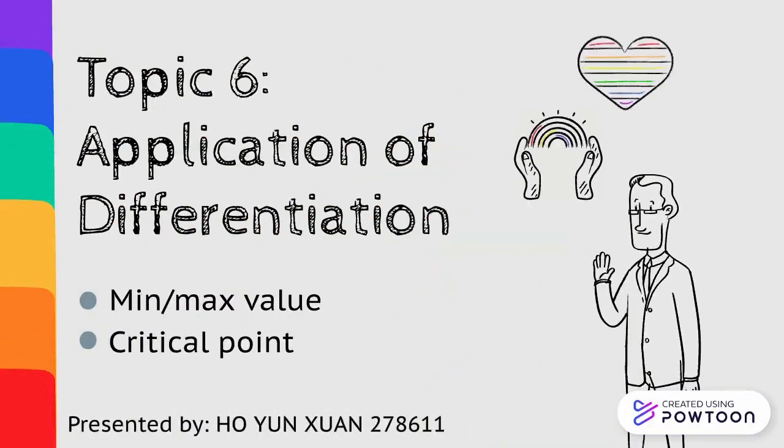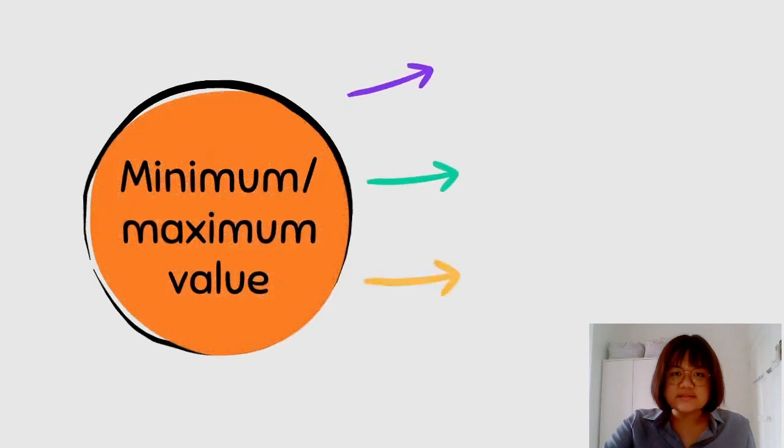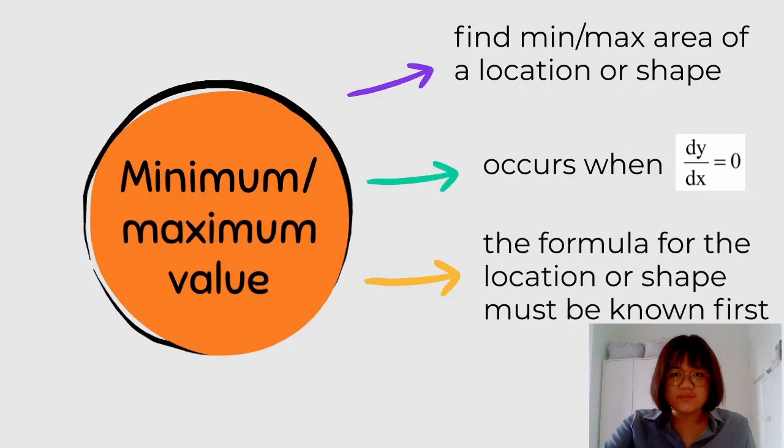Now I would like to present the application of differentiations, which is to find the minimum or maximum value and find a critical point for a function. Minimum or maximum value is used to find minimum or maximum area of a location or shape. It occurs when dy over dx equals 0. And before finding its minimum or maximum area, the formula for the location or shape must be known first.